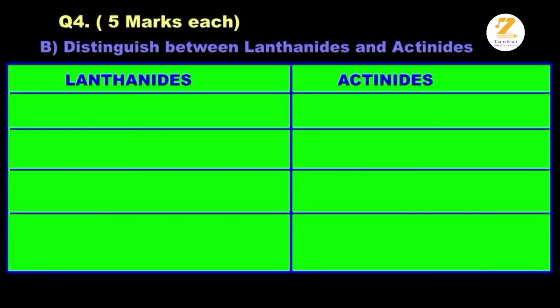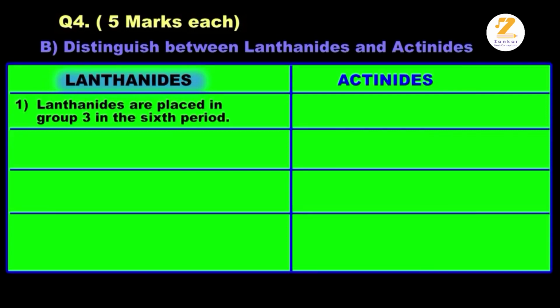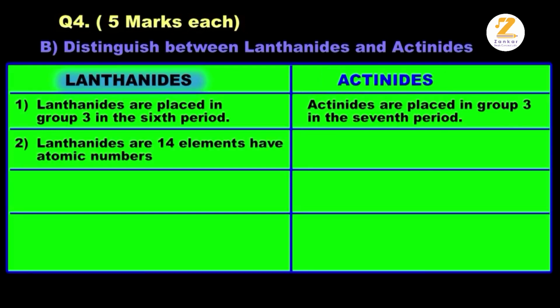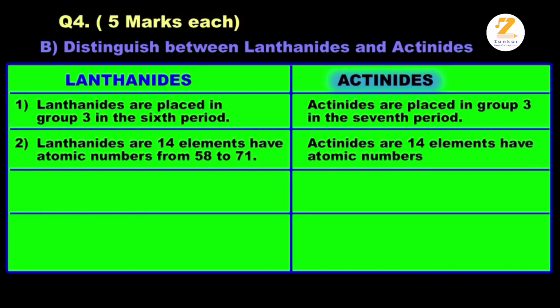Distinguish between lanthanides and actinides. Lanthanides are placed in group 3 in the 6th period. Actinides are placed in group 3 in the 7th period. Lanthanides are 14 elements having atomic numbers from 58 to 71. Actinides are 14 elements having atomic numbers from 90 to 103.